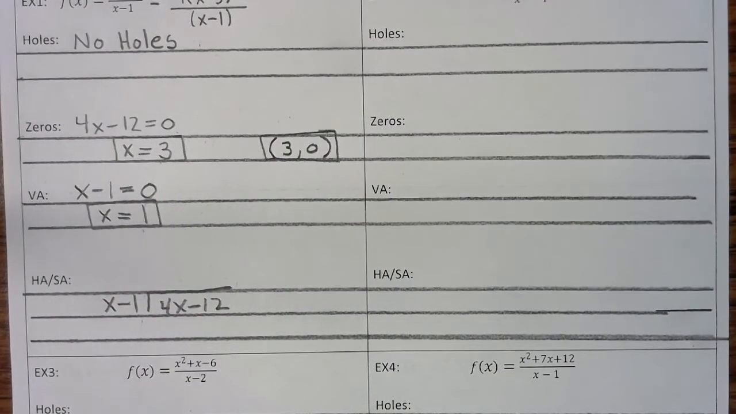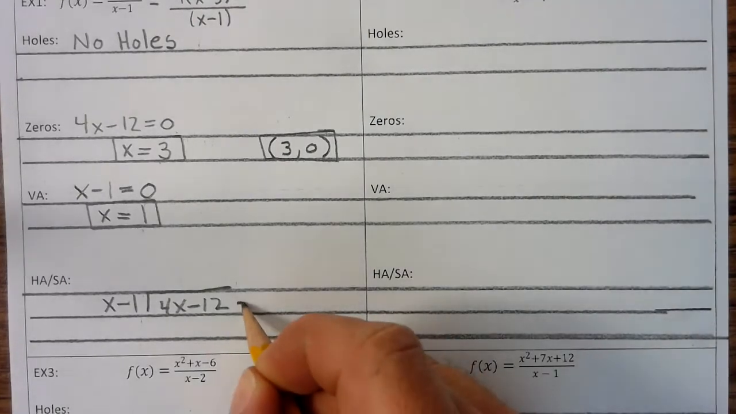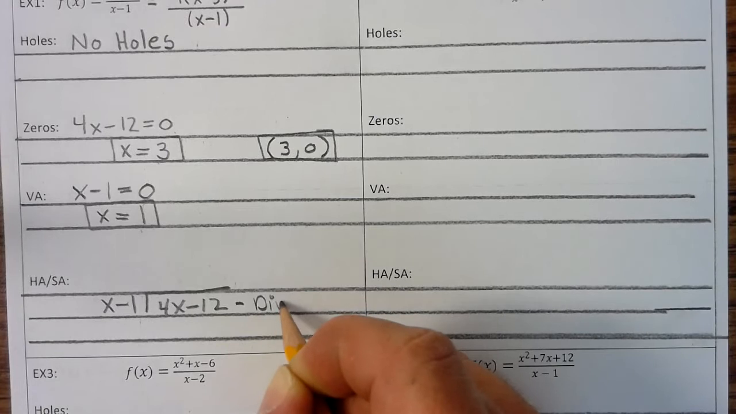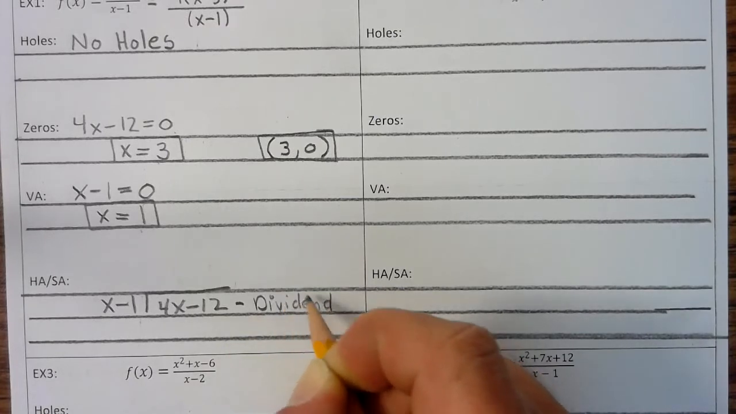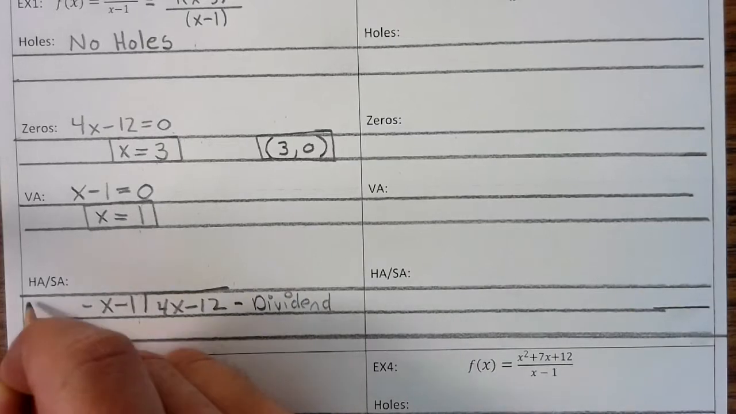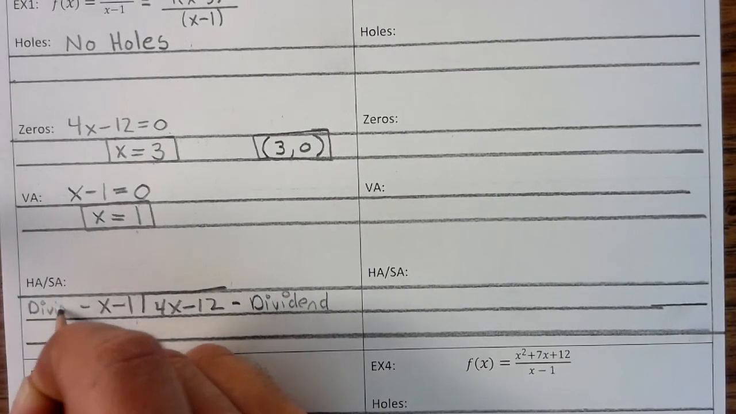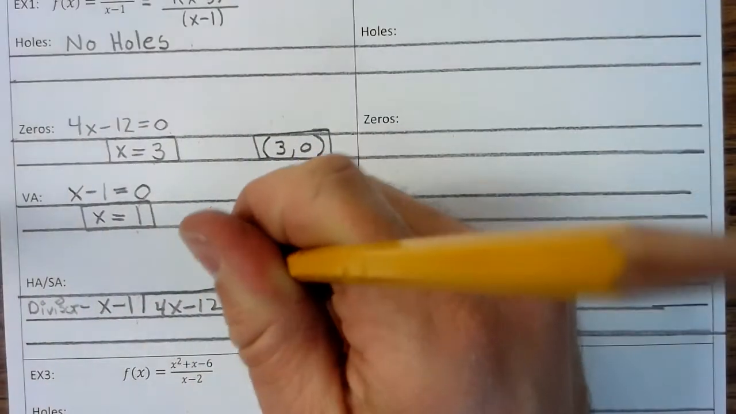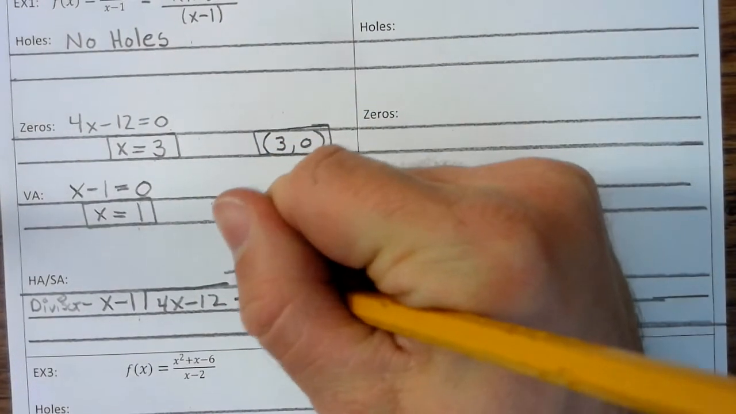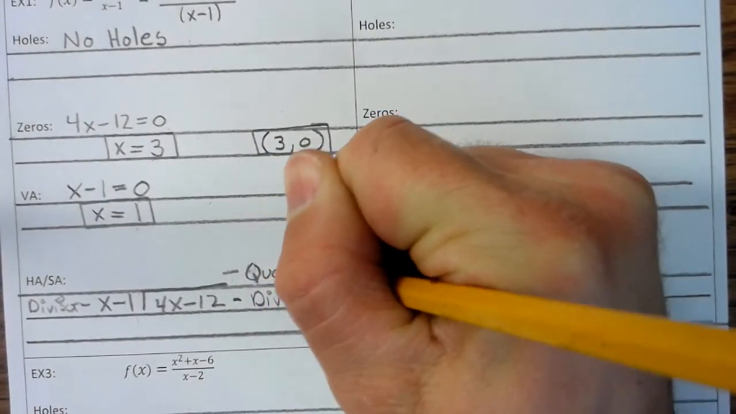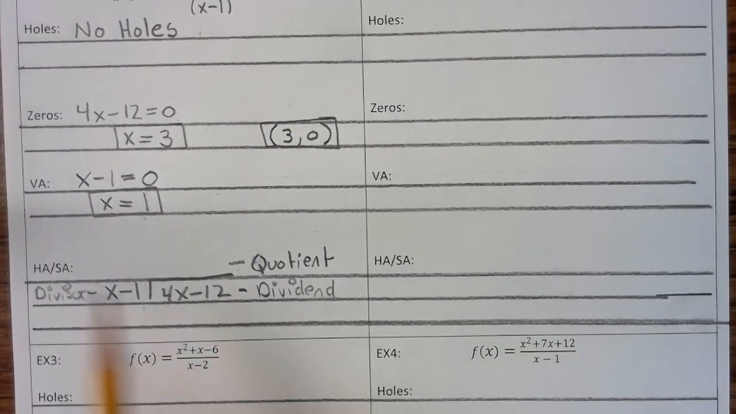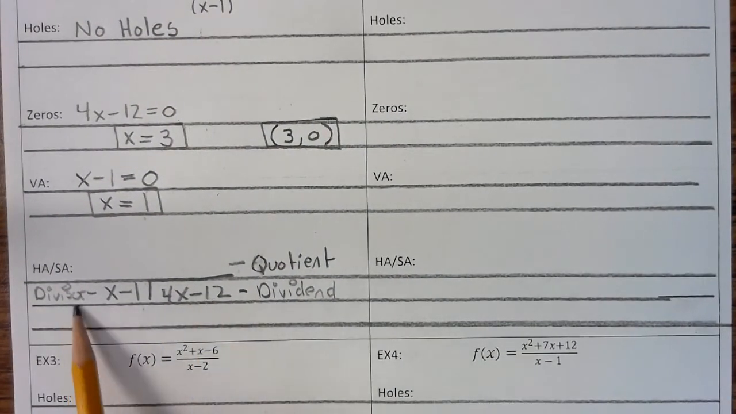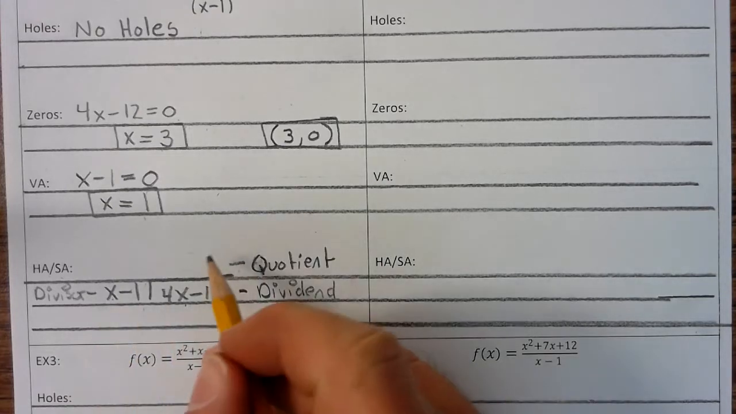Now you divide, and just some kind of reminders. This is the dividend. This is the divisor. And this is the quotient. Now, what's important is because when you divide the dividend by the divisor, the horizontal or slant asymptote is going to be your quotient, okay? So you ask yourself, well, what do you multiply x by to give you 4x? So the answer is 4.